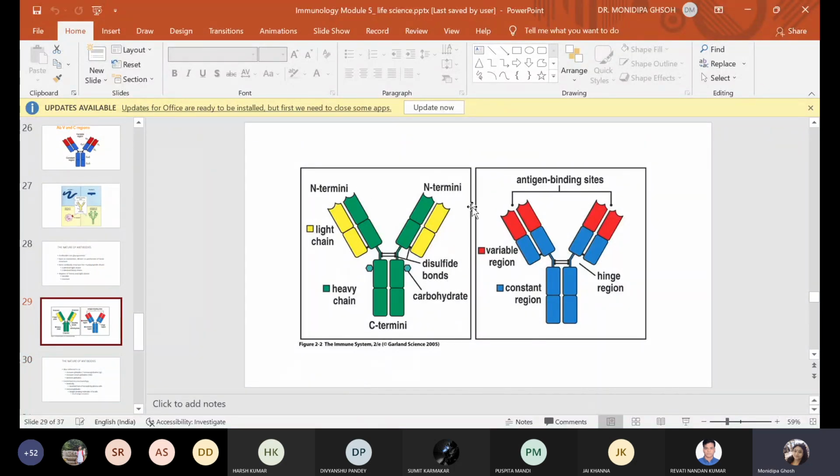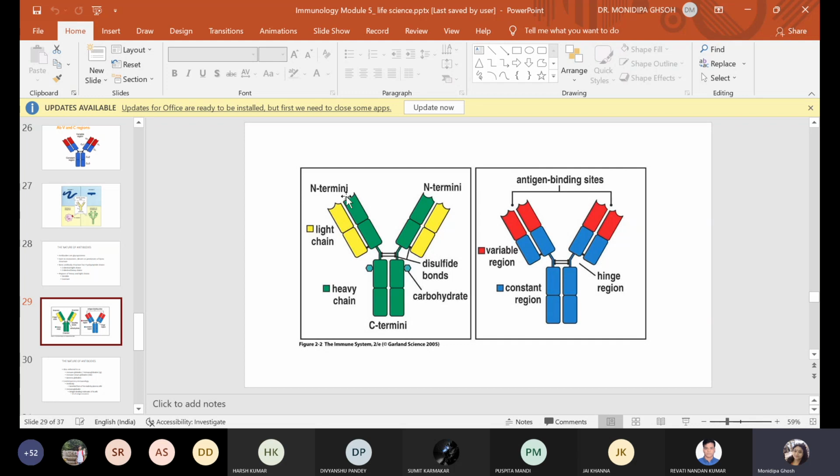The FAB portions display the N-terminal end, and the FC portion is the C-terminal end. The C-terminal end helps them anchor firmly over a cell surface, and the N-terminal end helps them recognize different pathogens, the epitope of the pathogen, and get hold of that pathogen.